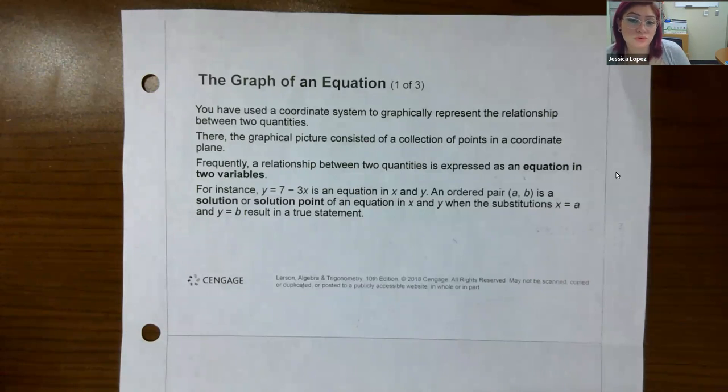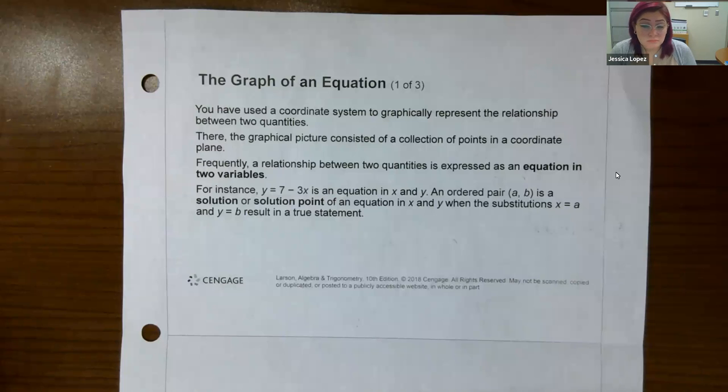You have used a coordinate system to graphically represent the relationship between two quantities. There, the graphical picture consisted of a collection of points in a coordinate plane, which we now know how to plot according to P.6. A frequent relationship between two quantities is expressed as an equation in two variables, okay? So this happens many, many times. For instance, y equals 7 minus 3x is an equation in x and y.